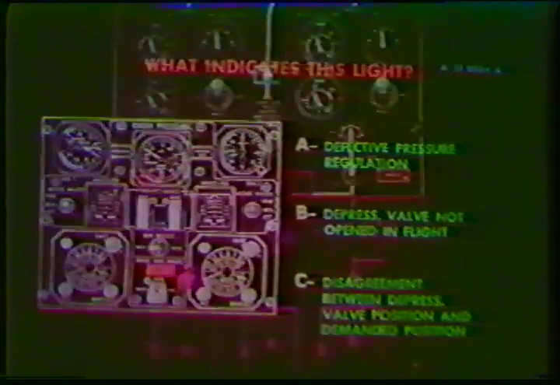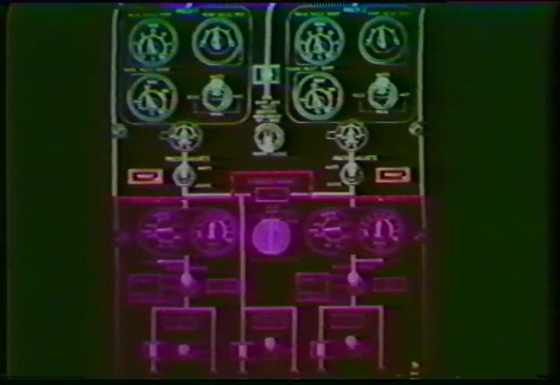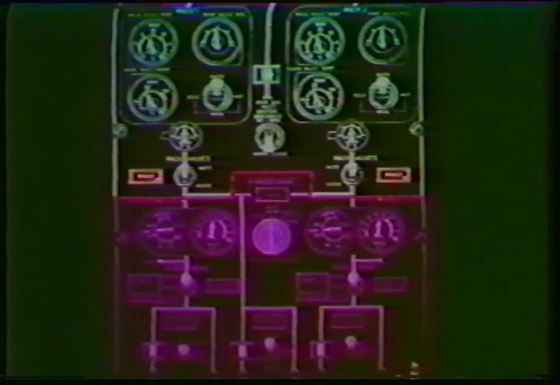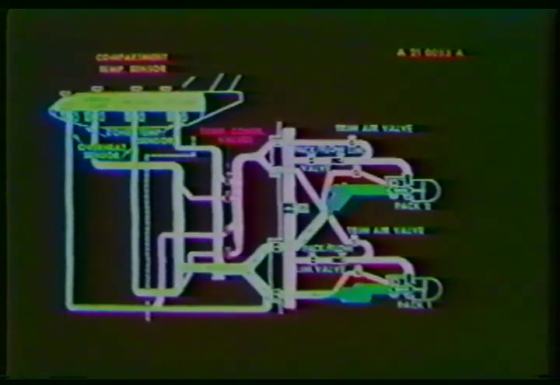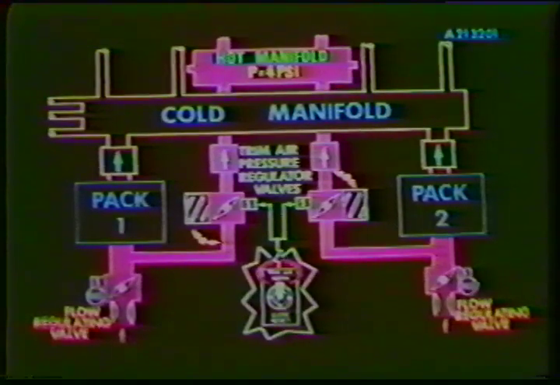Let's review the air conditioning system. The hot air from the pneumatic system passes through a pack valve and a flow limiting valve to enter the pack. Cool air leaves the pack to supply the cold manifold. Part of the hot air enters the hot manifold via a trim air valve.